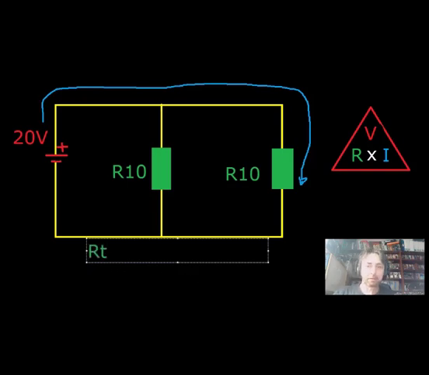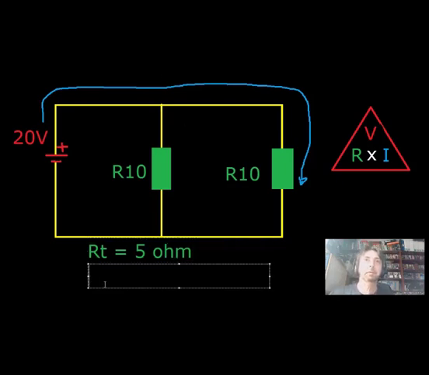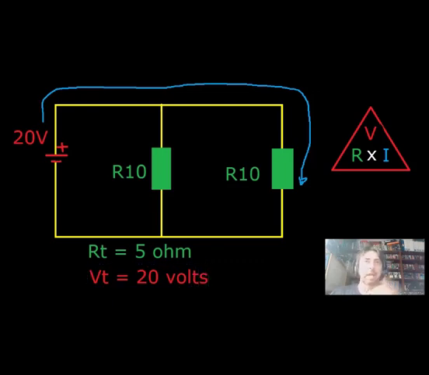So R total, 5 ohms. Voltage total, it still remains the same at 20 volts. The difference between the previous series circuit and this parallel circuit is we classified this as a current divider and not as a voltage divider. So no matter where we measure the voltage, it's always going to be 20 volts in this instance. There's no voltage drop over the resistors.